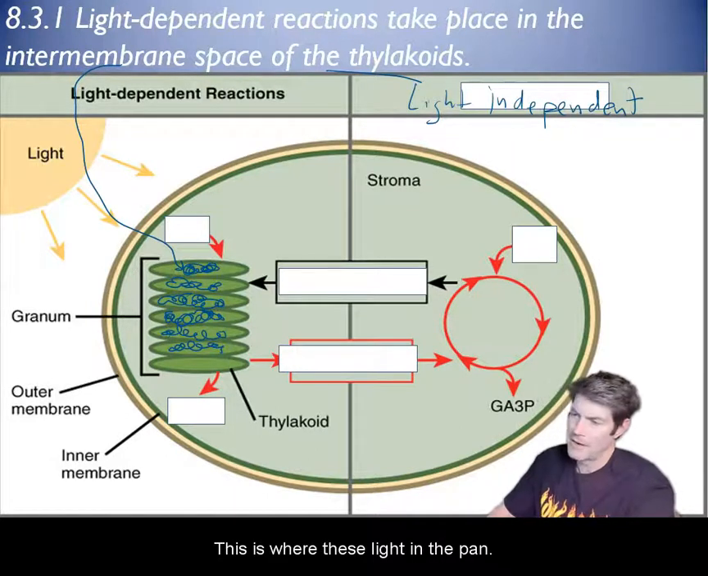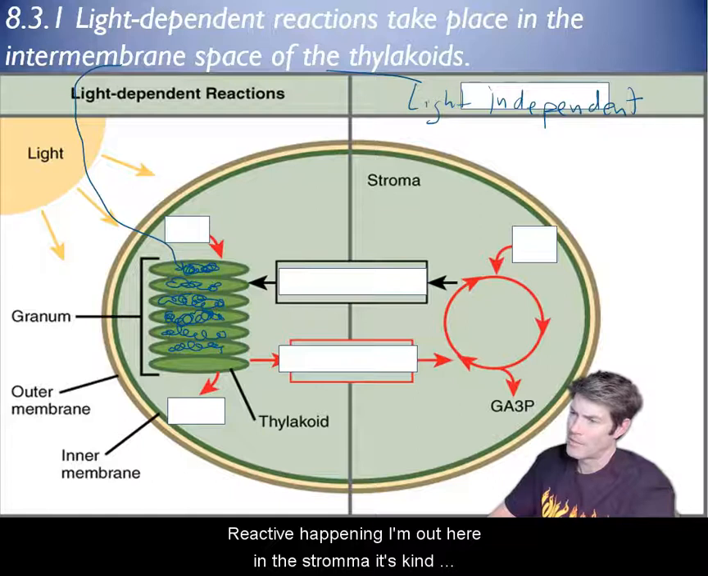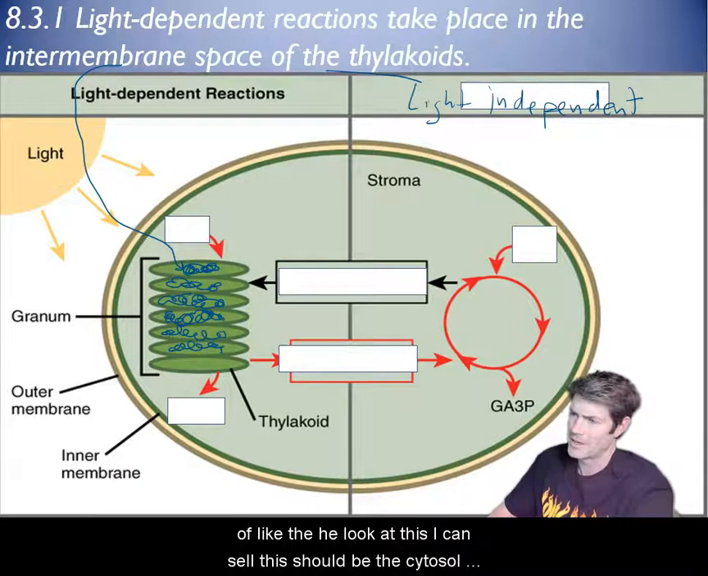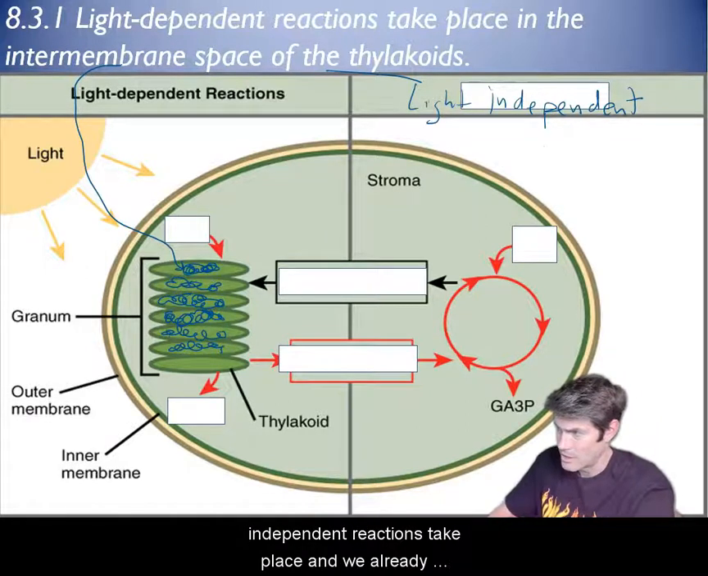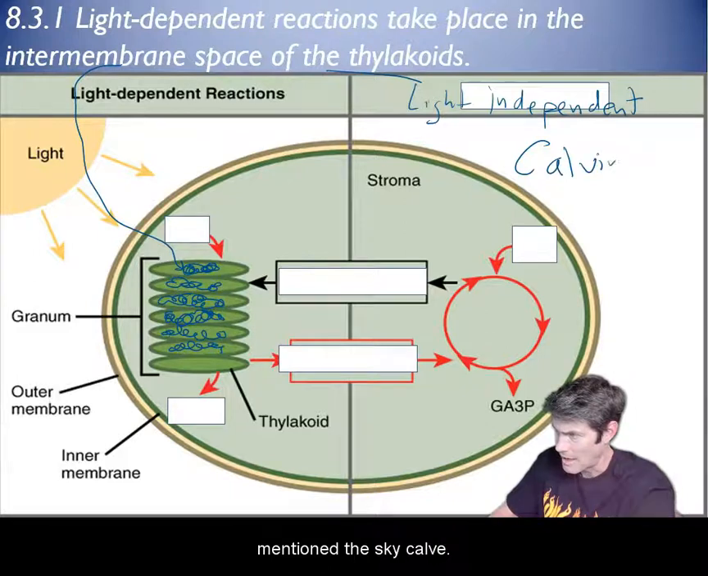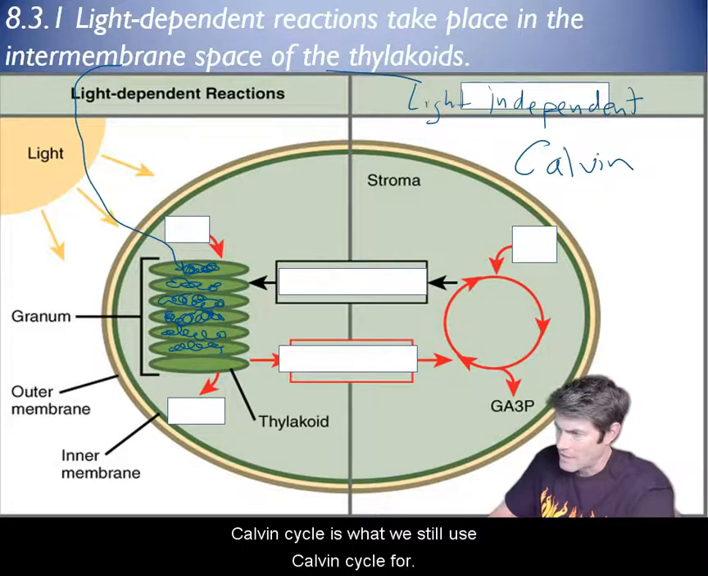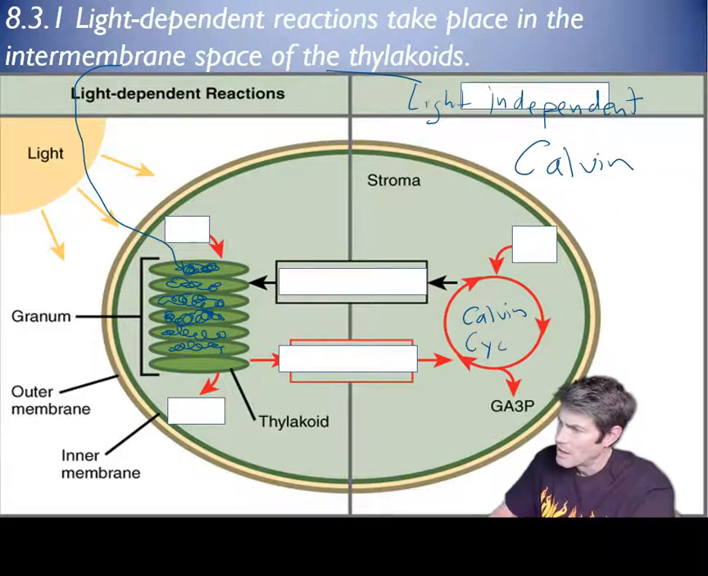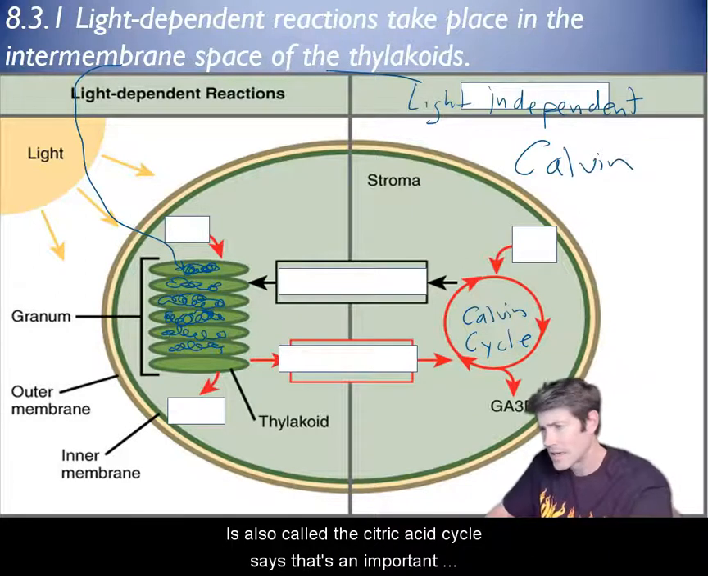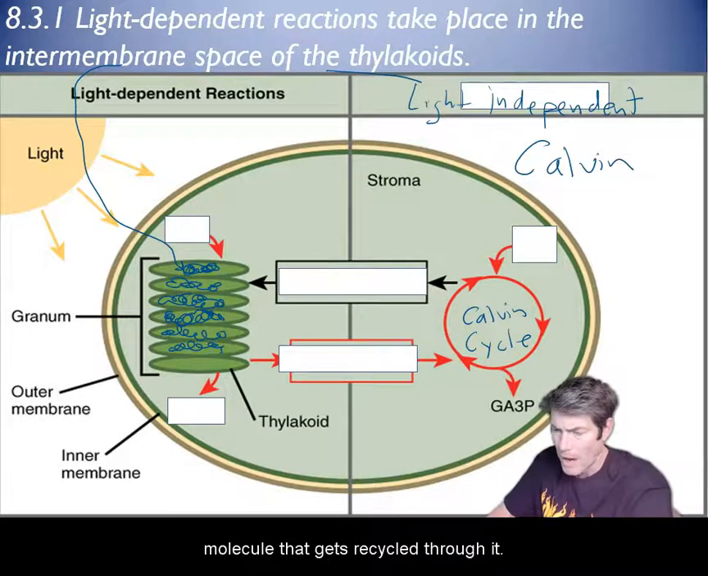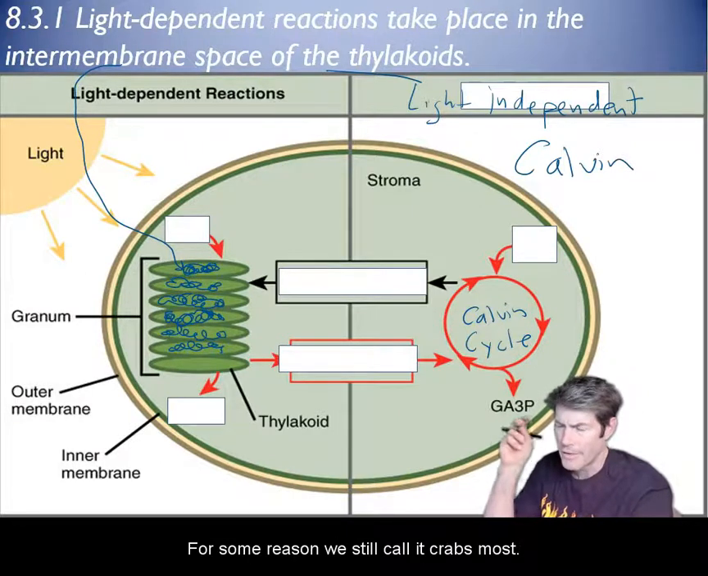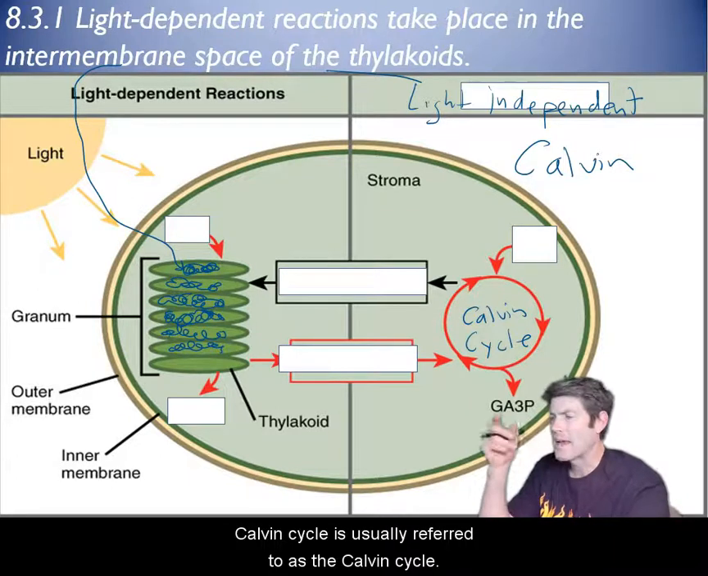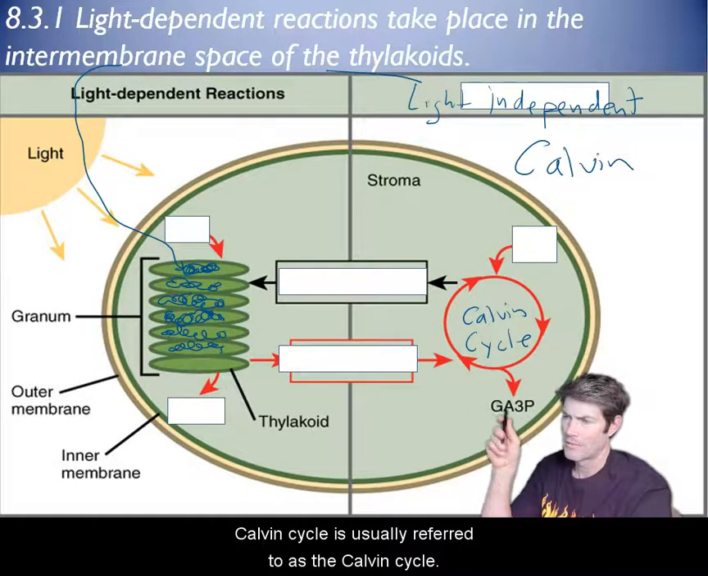This is where these light independent reactions are happening, out here in the stroma. It's kind of like if you look at this like a cell, this would be the cytosol, cytoplasm, and the stroma. That's where our light independent reactions take place. And I already mentioned this guy, Calvin. We still use Calvin cycle here. Like the Krebs cycle is also called the citric acid cycle, since that's an important molecule that gets recycled through it. But for some reason, we still call it Krebs mostly. Calvin cycle is usually referred to as the Calvin cycle.